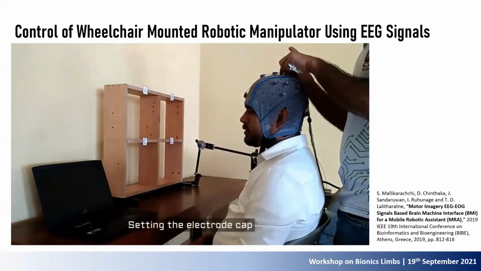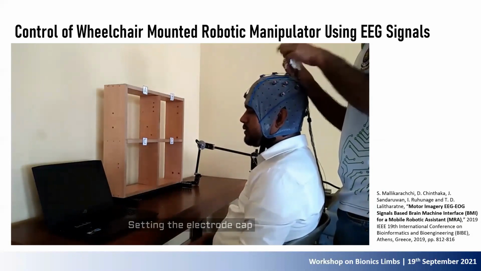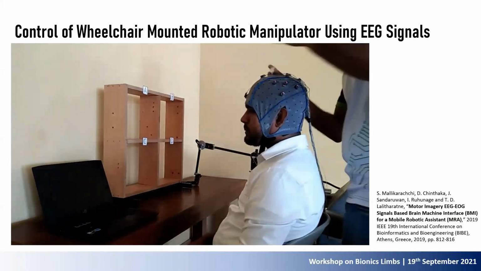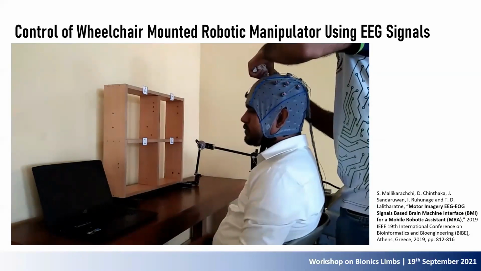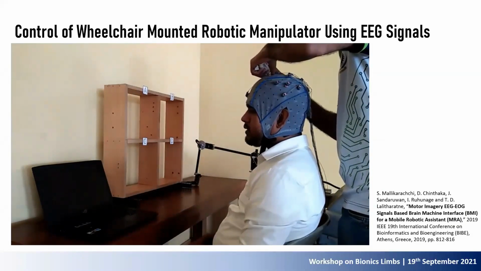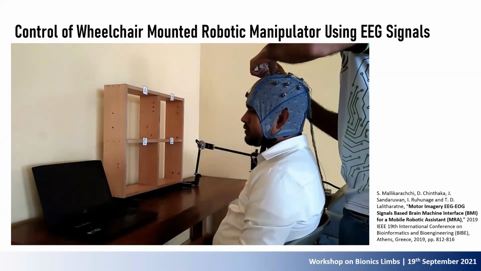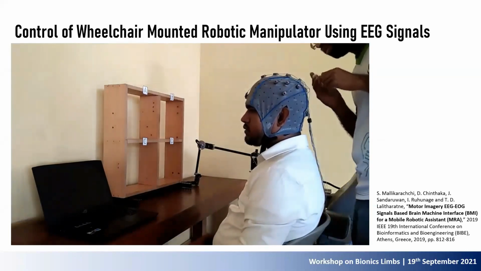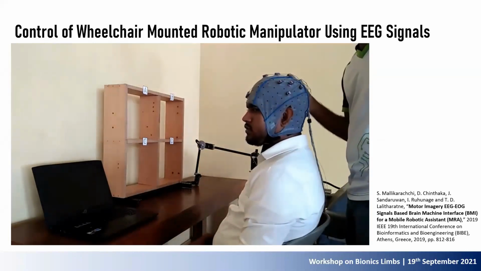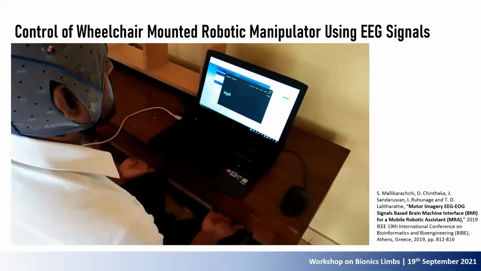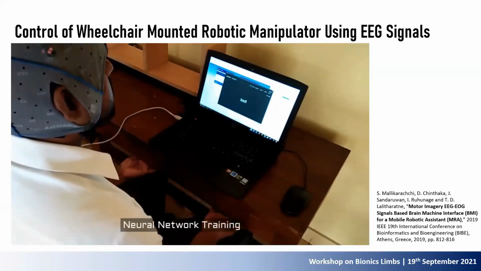So at the beginning, we place the electrode cap on the user, and then the next step was to train the MLP, or multi-layer perceptron neural network classifier, to detect the motor imagery signal. So this is the training phase.